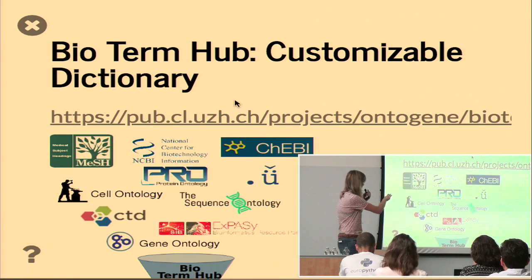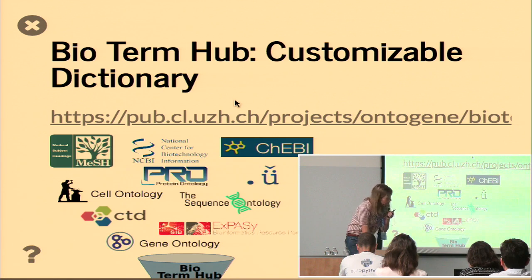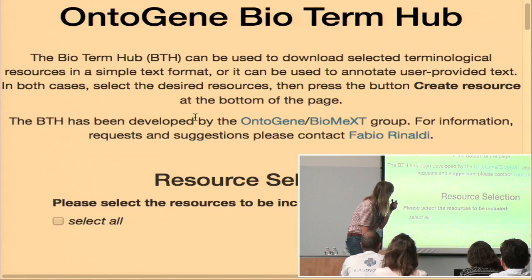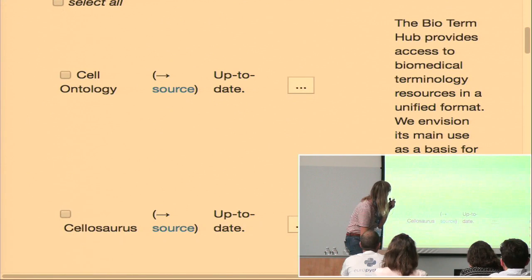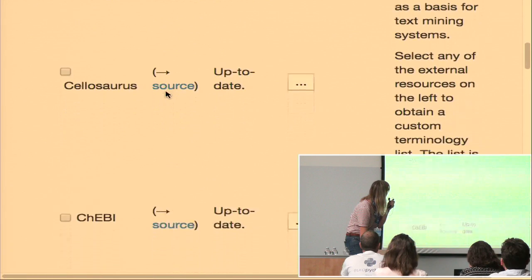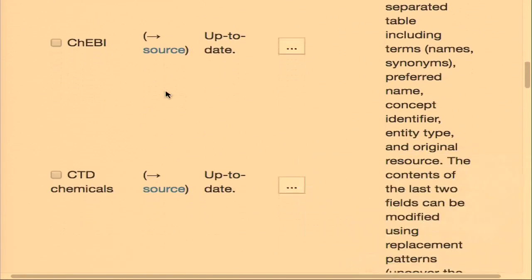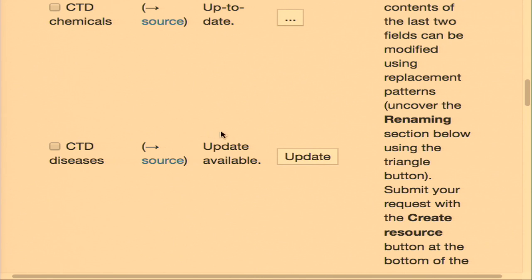Well, BioTerm Hub, you see in this image you have different ontologies, taxonomies, you might recognize some of them, and the Term Hub just combines everything into one dictionary. Let's see if I can show that here. This is what it looks like. You can select from a range of different possibilities, and if you see that there's an update button, you can update the version of the resource that is on our servers so that you're sure that you always have the current version of the resource.